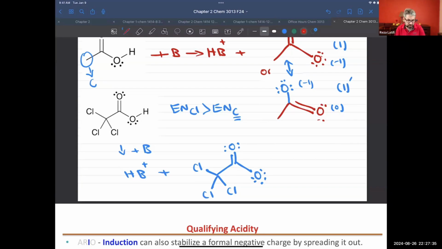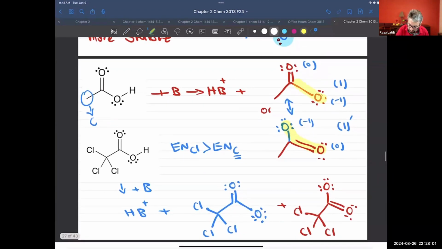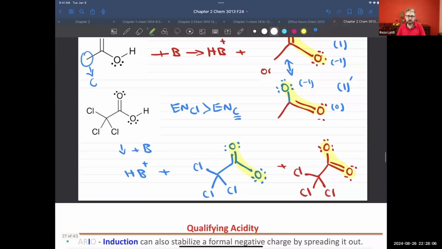Again, you're going to get the same resonance structures. You're going to get another structure, and this structure will be like this. Double bond here. I get carbon attached to 3 chlorines. So I have 2 resonance structures, exactly similar to the previous one. I got the same thing here. The only difference between them is the carbon.